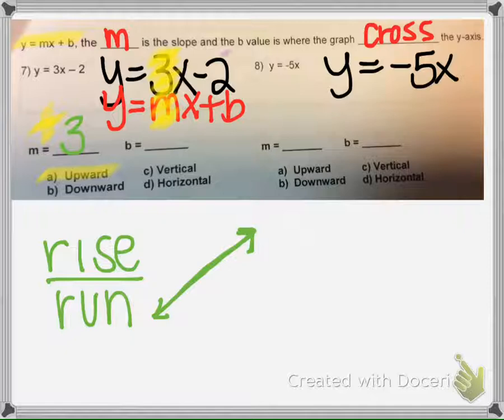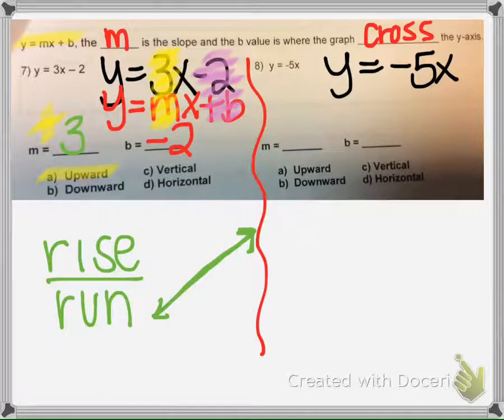Then we have this number right here at the end that is not next to the variable being multiplied, it's not a coefficient. That number is going to tell us where the line is going to hit the y-axis. So we know it's going to cross at 0, negative 2.